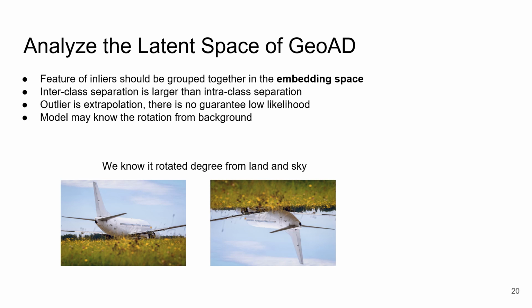Next, the model may know the rotation from the background, so maybe it will not learn the shape or the location from the object. It learns features from the background. As you can see, we can know the rotation degree from land and sky without knowing anything about this object.